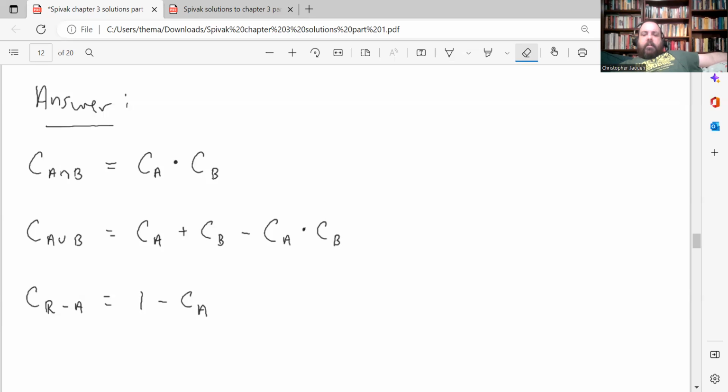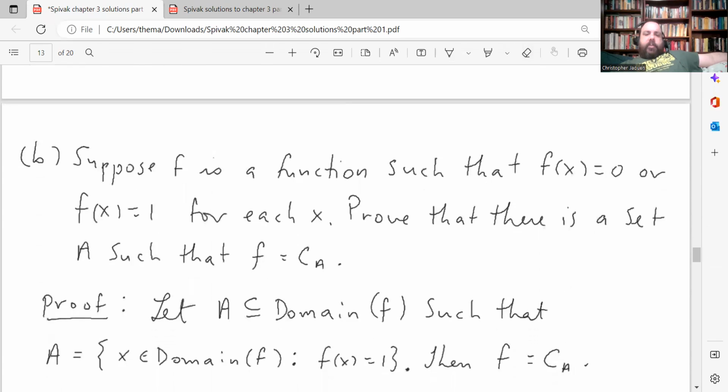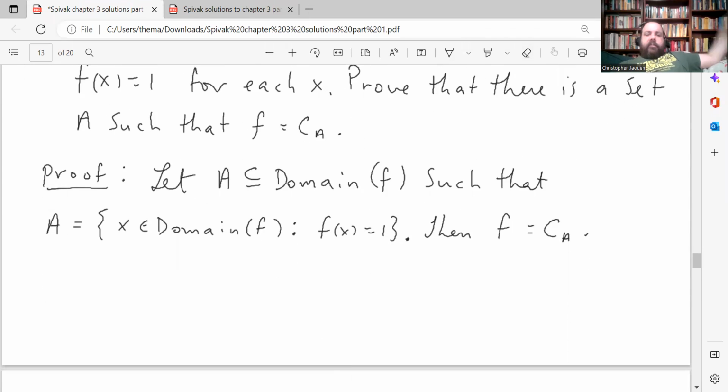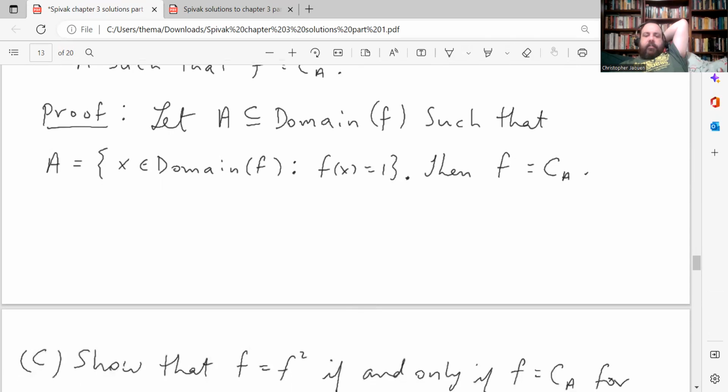All right, let me scroll down. Part B: suppose f is a function such that f of x equals 0 or f of x equals 1 for each x. Prove that there is a set A such that f is the indicator of A. All right, so here's my proof. Let A be a subset of the domain of f such that A is all the elements of the domain of f for which f of x equals 1. Then f is the indicator of that set A.